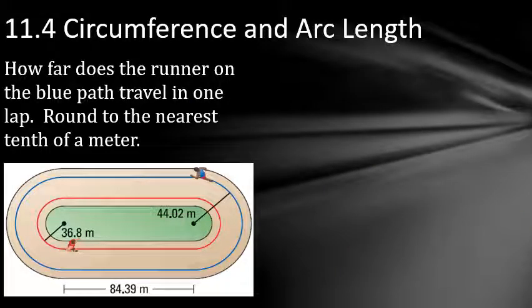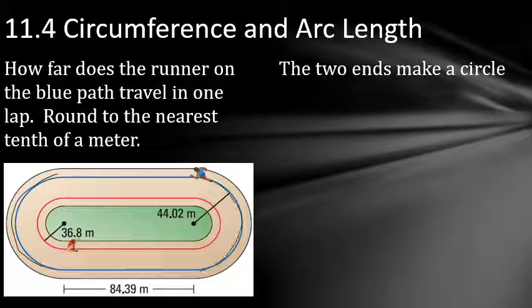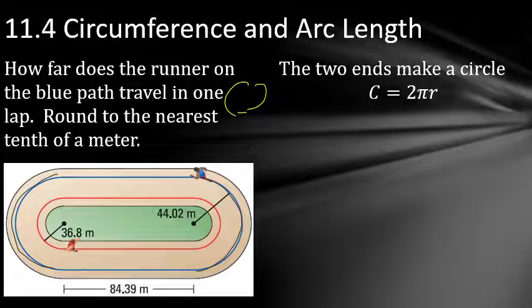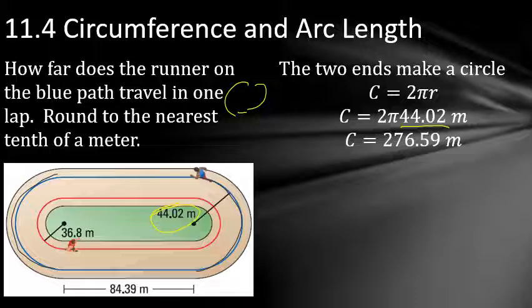How far does the runner on the blue, that's the outside path, travel in one lap? Round to the nearest tenth of a meter. All right, so if I look, I see the two ends make a circle. If I grab those two ends and put them together, it'll be a circle with a radius of 44.02. So it would be the circumference of a circle, 2 pi r. The radius is 44.02, as we can see in our picture right there. So the circumference is approximately 276.59. Again, I used the pi key on the calculator.